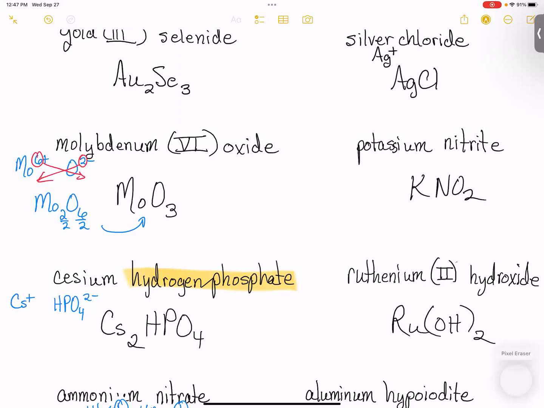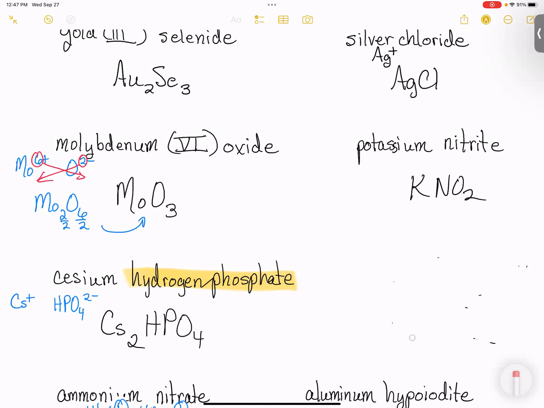So let me erase this. What you're thinking about, I think, is PO4 is a 3-. Yes. However, once you add a hydrogen, the charge drops to 2-, because of the charge of the hydrogen. Correct. Thank you. Not a problem.